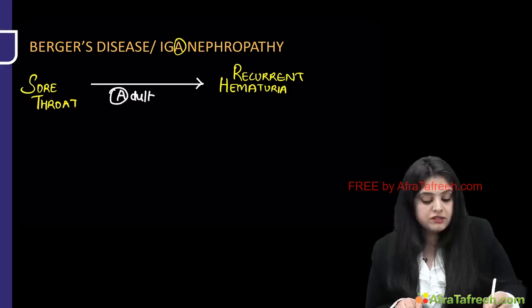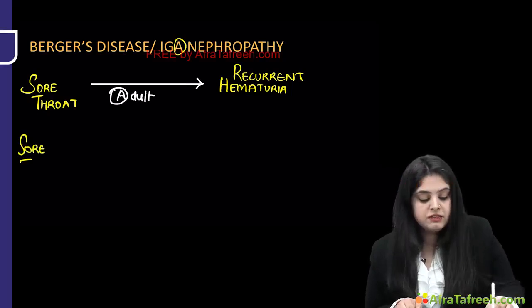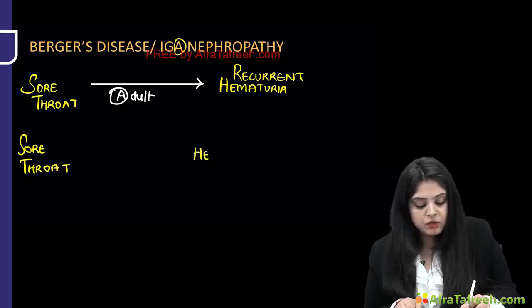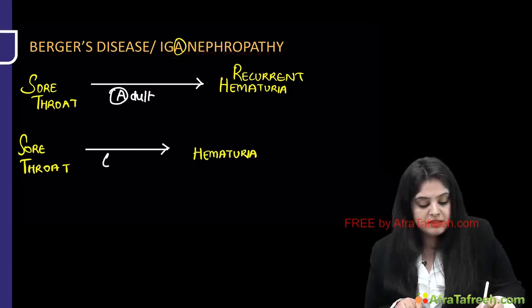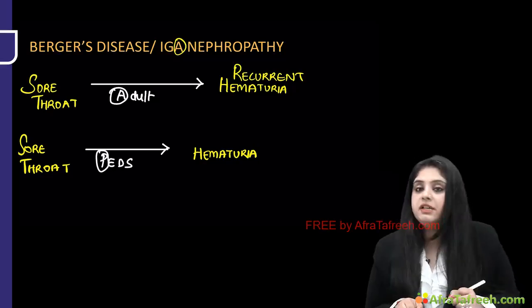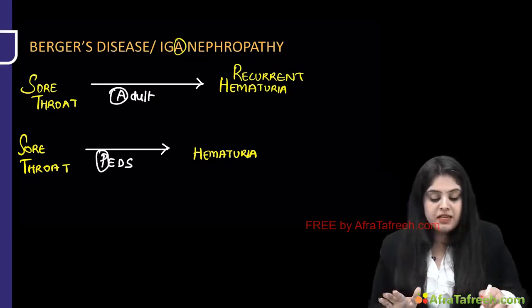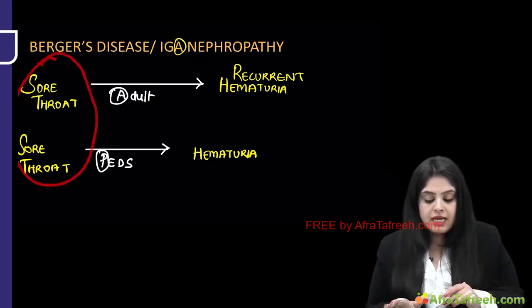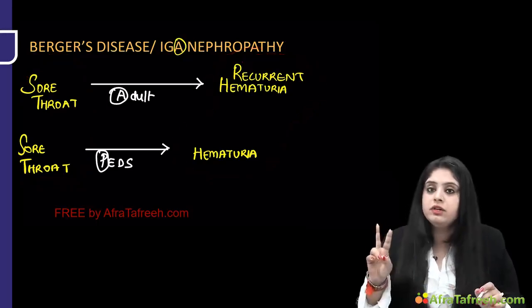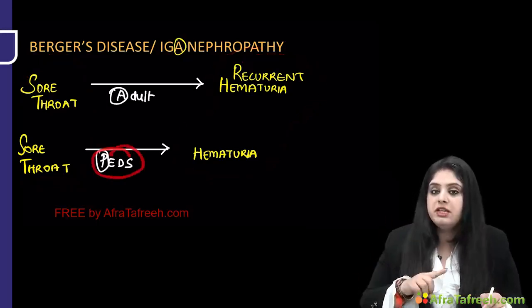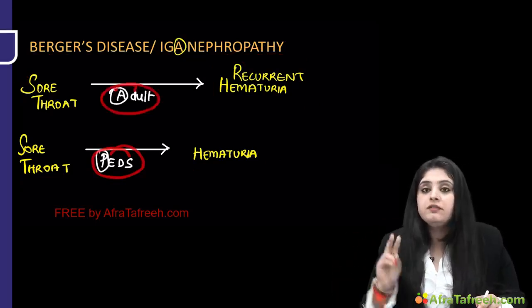But if I write the same story, a sore throat, and then I say again there is cola color urine, that is hematuria, but this time I change the story into a kid, what would you have told me as the answer? If I put the story as a pediatric case, you would have called it PSGN. So in the exam, whenever I get a history of sore throat followed by recurrent hematuria, I will always think of two conditions. If it's a child, I'll think of PSGN. If it's an adult, I'll think of IgA nephropathy.